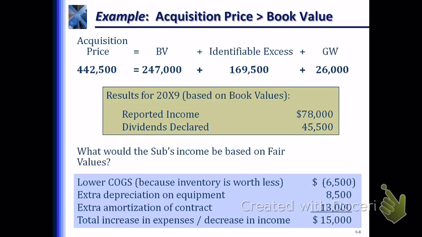So we should actually have an increase to expenses of $15,000. So we're going to have to adjust this net income down by $15,000 when we do the consolidation, which ends up with us having income from the subsidiary reported on the parent's books of $63,000, which is the 78 minus the 15.